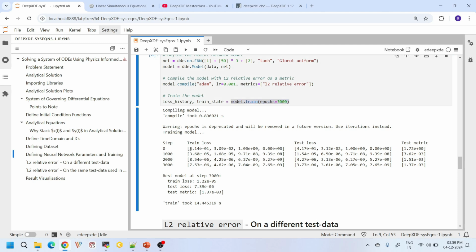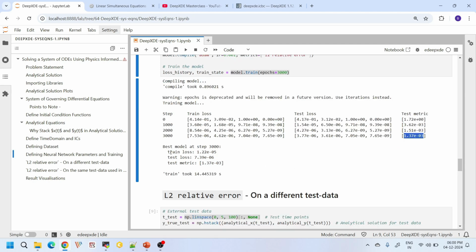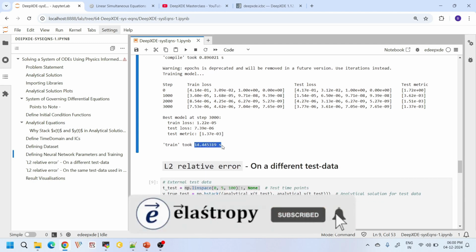If you look at the original differential equation loss, initially it was 4.14e-1, and in the end it came down to 7.53e-6. It reduced a lot. And if you look at our test metric, initially it was 1.72, and at the end of 3000 iterations, it is 1.37e-3. So it was a decent value. In our overall results, the train loss is of the order of 10 to the power of minus 5, test loss is 10 to the power of minus 6, and test metric is of the order of 10 to the power of minus 3. They are all decent values, and overall training took 14 seconds.